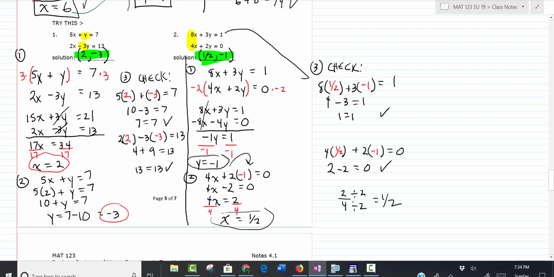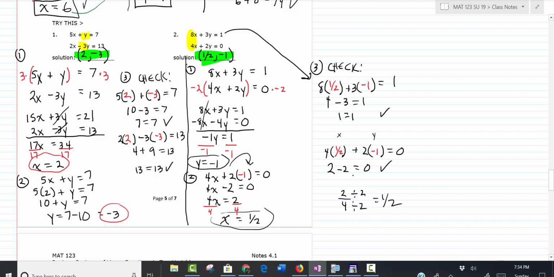Top equation, 8x plus 3y is 1. X is a half. Y is negative 1. Half of 8 is 4. This would be minus 3, so that's equal to 1. Second equation is 4x plus 2y equals 0. Again, x is a half. Y is negative 1. Half of 4 is 2. Get 2 minus 2 is 0.